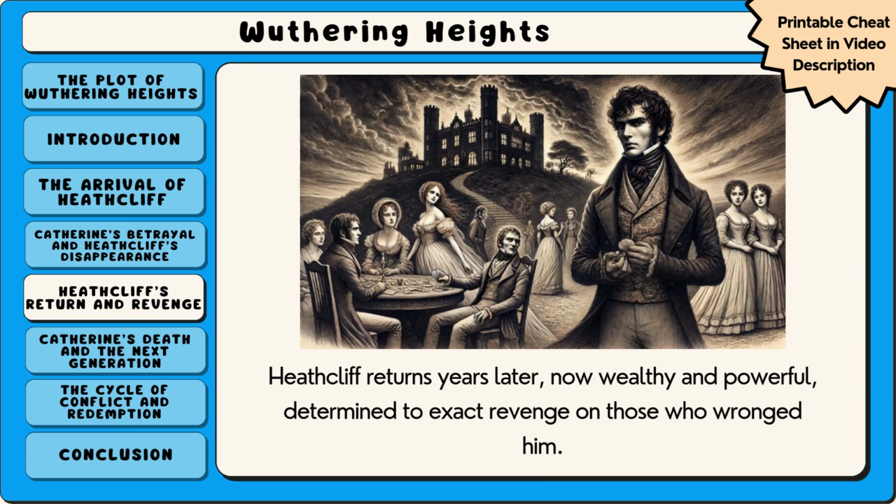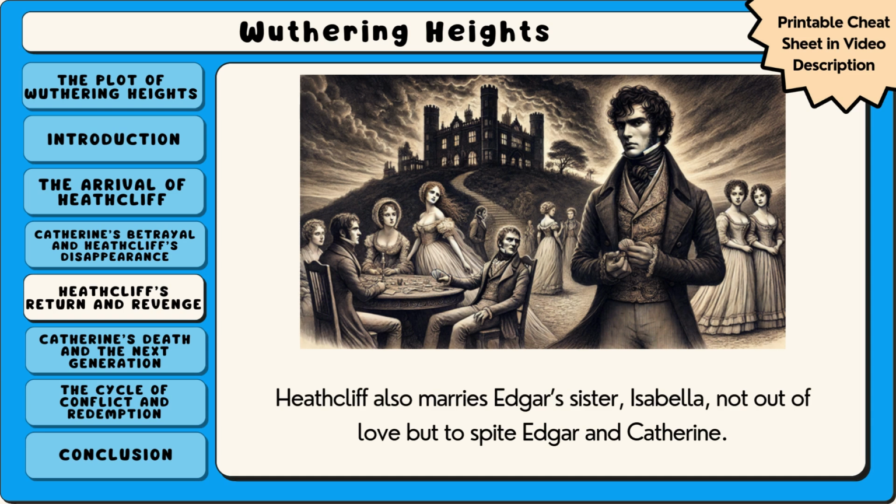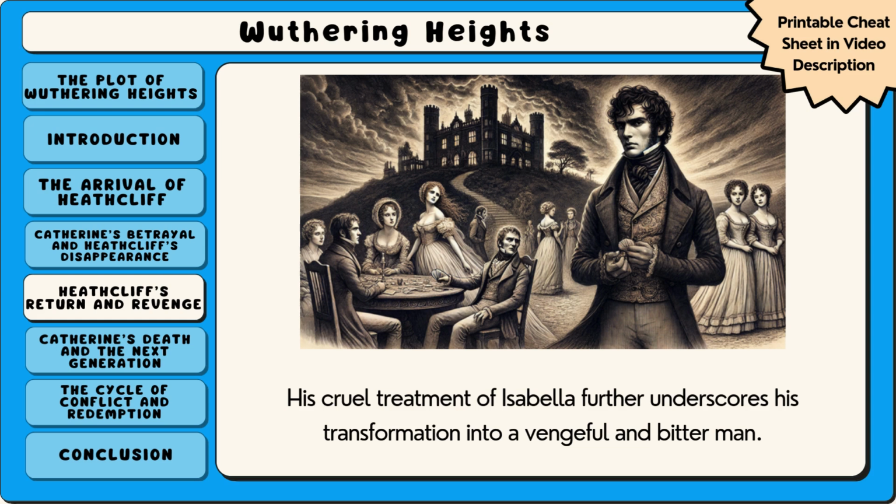Heathcliff returns years later, now wealthy and powerful, determined to exact revenge on those who wronged him. He manipulates Hindley into gambling away Wuthering Heights and mistreats Hindley's son, Hareton, as revenge for Hindley's cruelty. Heathcliff also marries Edgar's sister Isabella, not out of love, but to spite Edgar and Catherine. His cruel treatment of Isabella further underscores his transformation into a vengeful and bitter man.